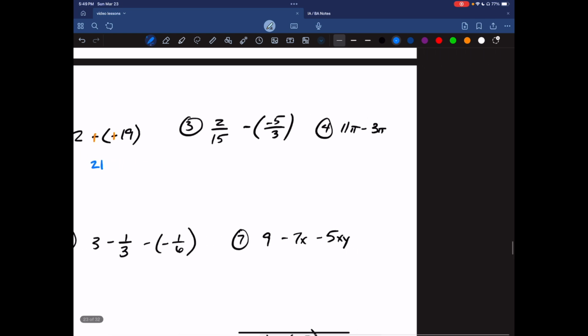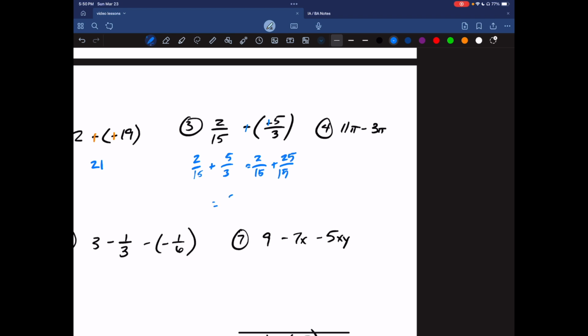Okay. Here, I'm going to change my signs. So I got 2 over 15 plus 5 over 3. I need a common denominator. Okay, so looks like 15 will be it. I got 2 over 15 plus 5 over, nope, I need to change this to 15. And then 3 goes in 15 five times. 5 times 5 is 25. Now we're cooking with gas.